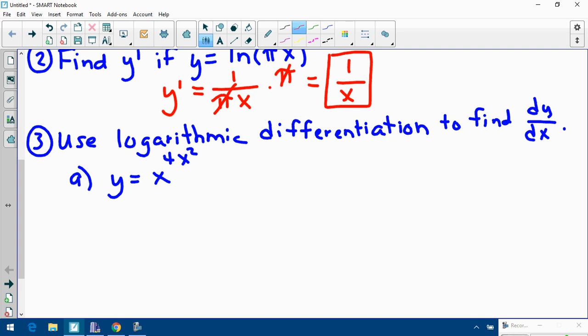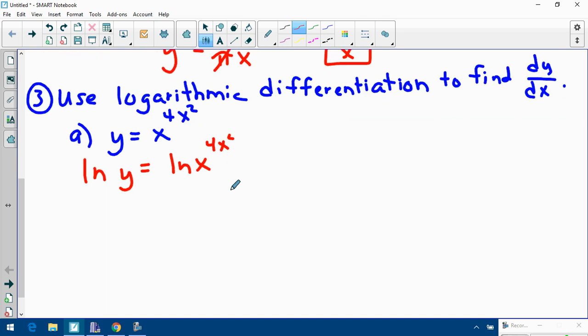Now, does anyone remember why this is a perfect candidate for logarithmic differentiation? It's because there's an x in the base and the exponent, right here and right here. So whenever that happens, logarithmic differentiation is really the only way to proceed. So start by taking the ln of both sides. So ln of y equals ln of x to the 4x squared.